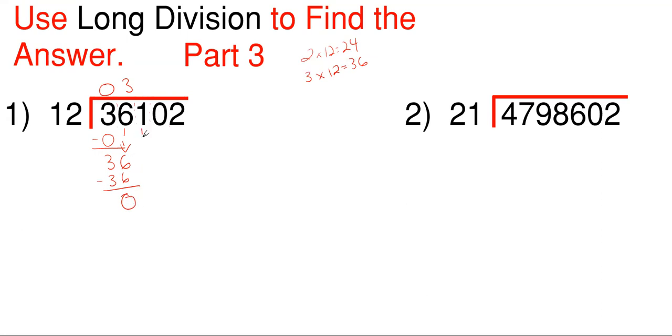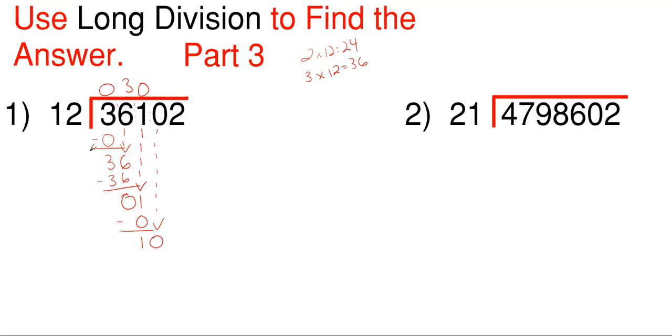And then next, we just drop a 1 down. Well, how many times does 12 go into 1 without going over? Well, 12 is already over 1, just like before where it was already over 3. So we're going to have to put a 0 there. So 0 times 12 is 0. So I'm left with 1 here. Well, we're going to have to drop the next number, which is a 0. And that gives me 10 now.